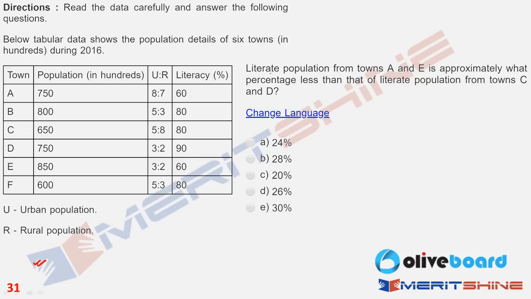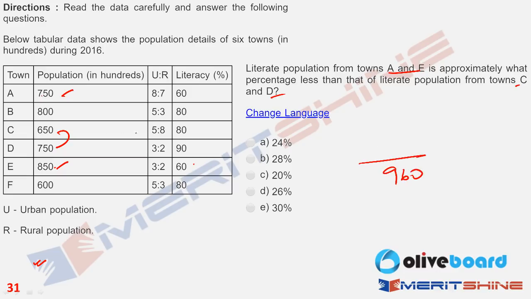Okay, what are they asking? The literate population from A and E is approximately what percent less than the literate population from C and D, right? For A and E, this is 750, 60%, and 850, 60%. Or I can say this is 1600, 60%, which is 960. One part done.